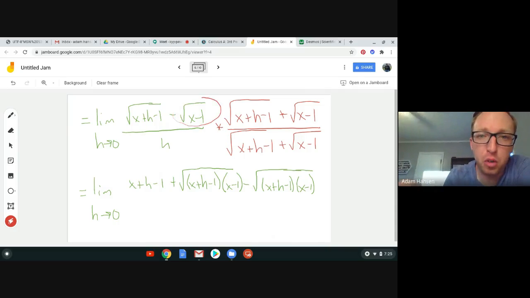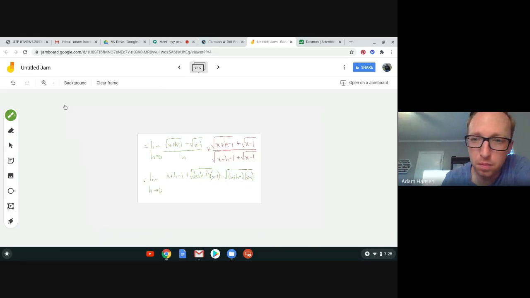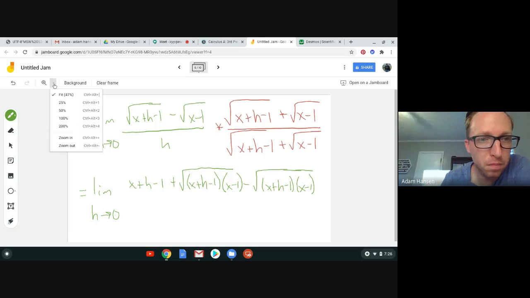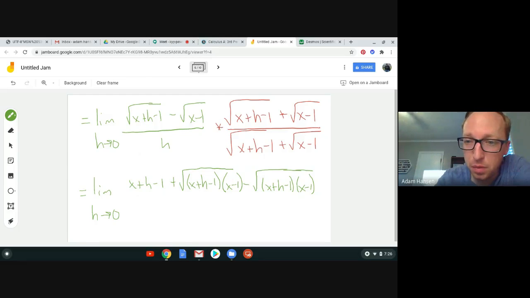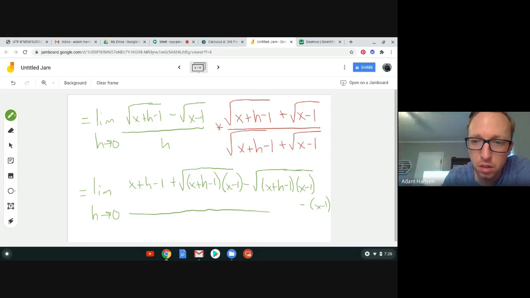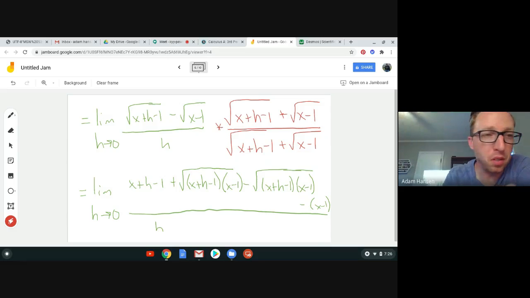Now I have negative square root of x minus 1 times positive square root of x minus 1. So that will be minus quantity x minus 1, still all divided by h times the square root of x plus h minus 1 plus the square root of x minus 1.